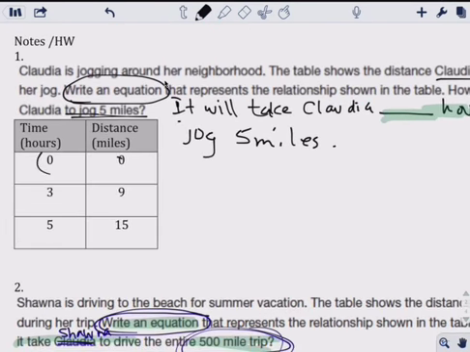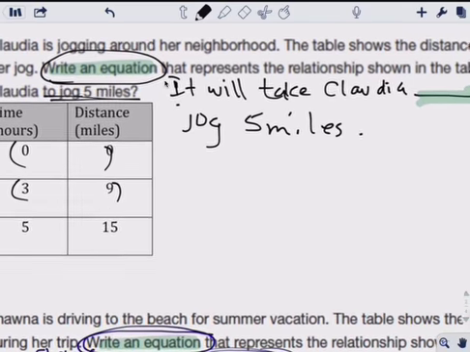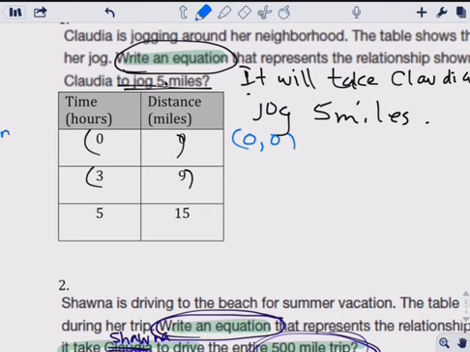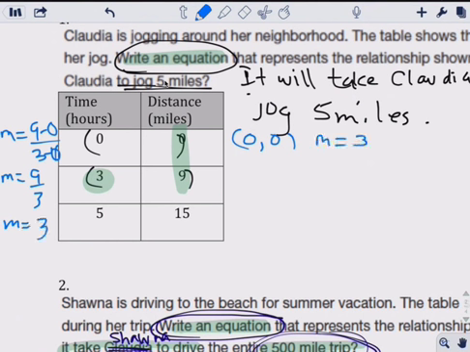First they want us to write an equation. So you need to use point slope. You choose a point. I'm going to choose (0, 0). And I'm going to find my slope. m equals the change in y. I'm going to write the bigger one first. 9 minus 0 over the change in x, 3 minus 0. That gives you m equals 9 over 3, or m equals 3. So you use point slope.